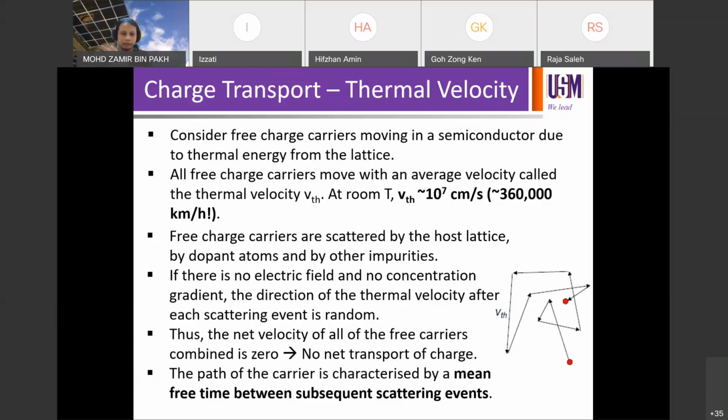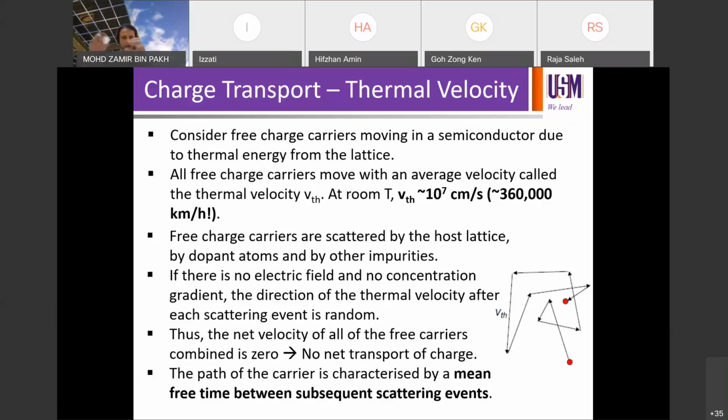If there's no electric field and no concentration gradient, the direction of the thermal velocity after each scattering event is random. So it's going to be shown here. I'm going to show you a website later on. Look here, on the right hand side, the movement of the carriers is random in nature. The collisions are just random: it hits, turns back, hits a dopant, hits the lattice.